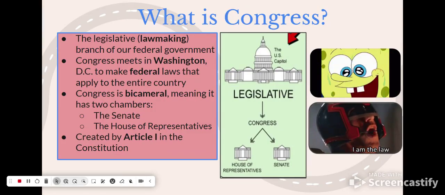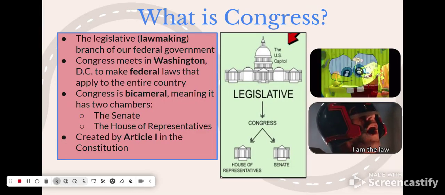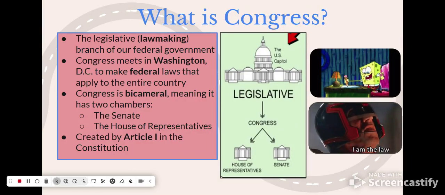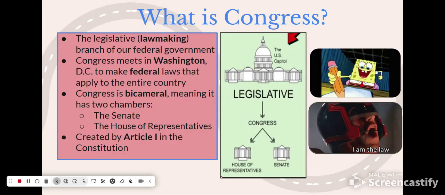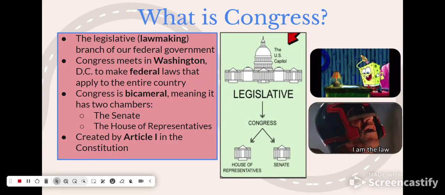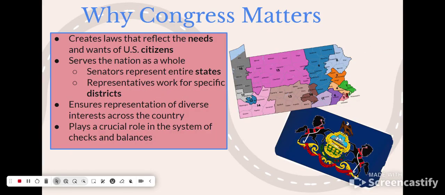Congress, as we've already talked about, is bicameral, which is a fancy Latin phrase meaning two chambers. The two chambers are called the Senate and the House of Representatives, as seen in the image to the right. These two chambers will be discussed more in future slides, but both were created in Article 1 of the Constitution.